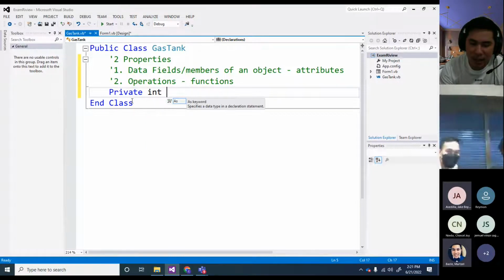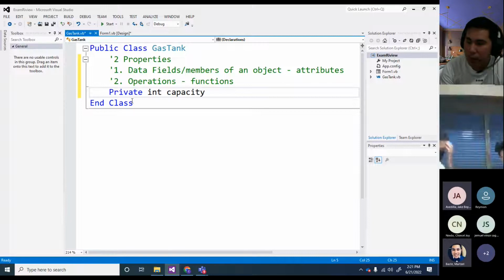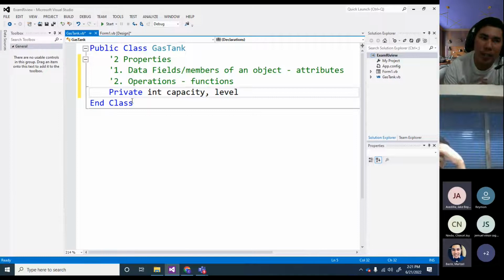Capacity, pwede yung capacity sa tank. Siguro level. So probably sa capacity mag-base ang size, no? Length or width. If you want, let's say kuha na lang ni tank sa car, no? So kung pila yang capacity, then pila ang level, makita na to sa dashboard. And yeah, we can define an object based on its attributes.